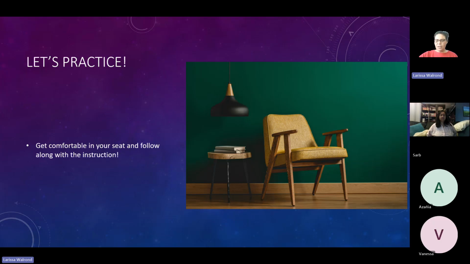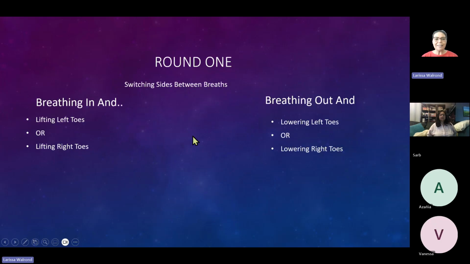Okay. So we're going to be alternating between lifting your toes on one side and then lowering them, and then raising your toes on the other side and lowering them. And we're going to be coordinating with our breath, lifting on the left and breathing in, and then lowering and breathing out, and then switching sides, lifting on the right and breathing in, and lowering and breathing out. Okay. So we've got it written here.